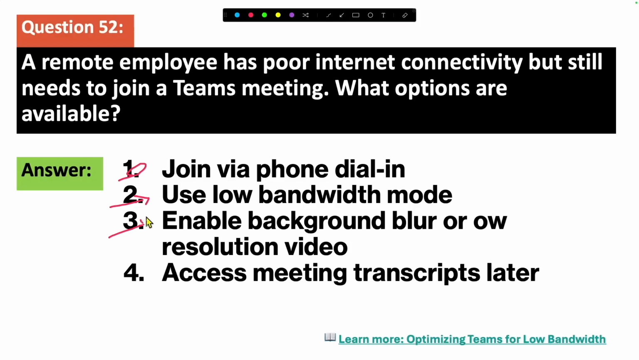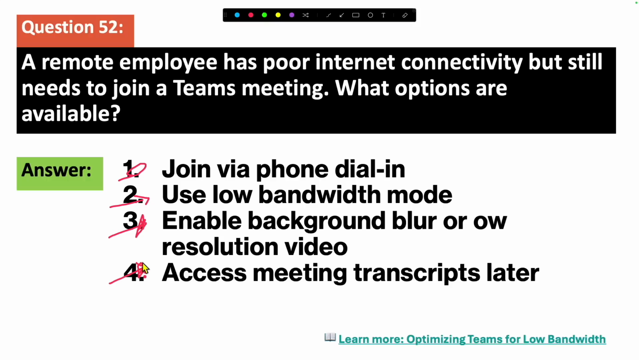The third is enabling the background blur. When you do video conferencing, you can show your face and whatever you want to show through the camera. That actually takes in a lot of details from your background as well. So when you turn on the background blur or low resolution video, it helps reduce the bandwidth consumption, because it doesn't have to transmit all the background information apart from your face. So that can help.